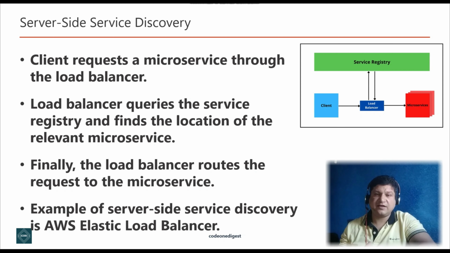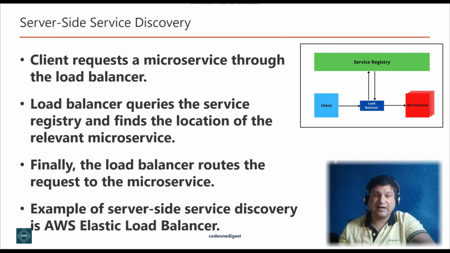First, the client sends a request to a load balancer. Then the load balancer queries the service registry and finds the location of a relevant microservice. Finally, the load balancer routes the request to the required microservice. This pattern is widely used in modern applications since both the client and the microservices are independent of the service registry.